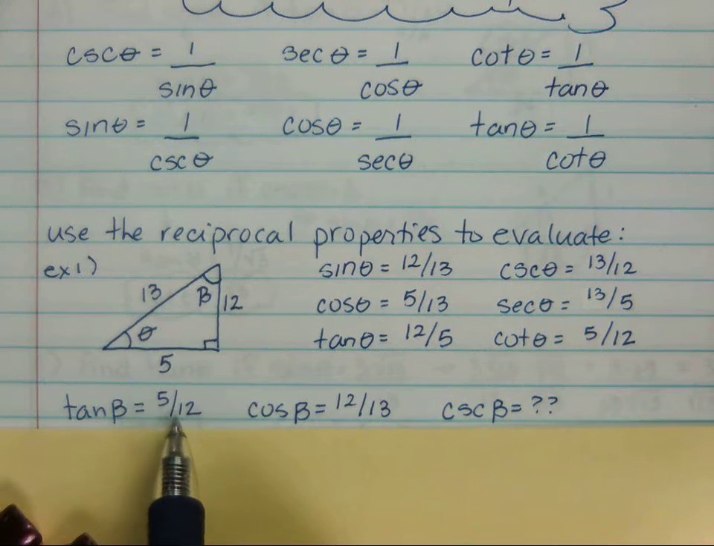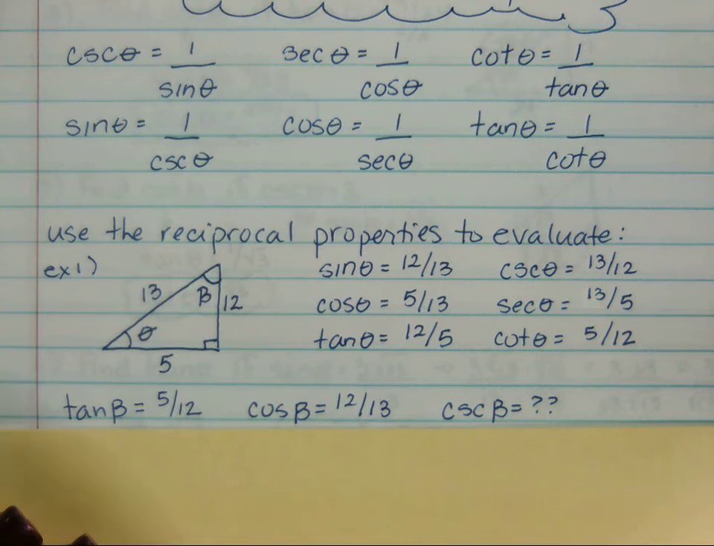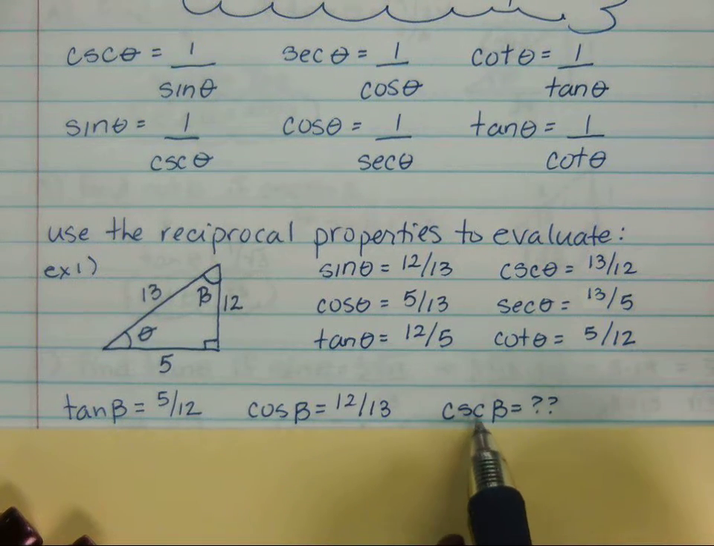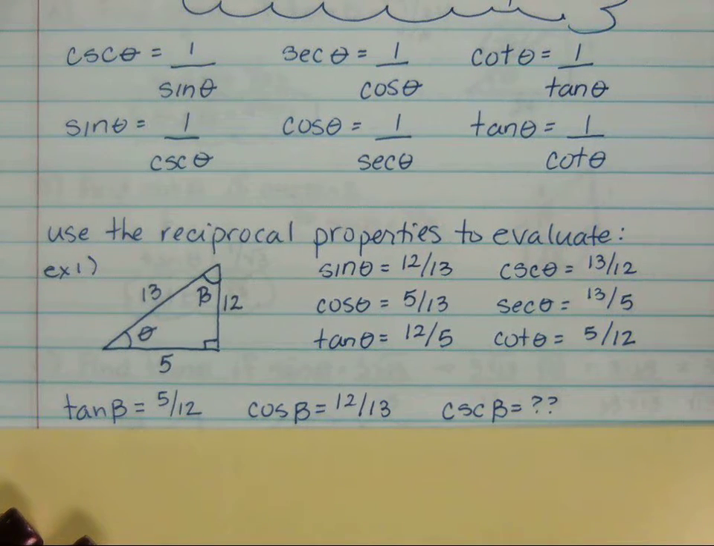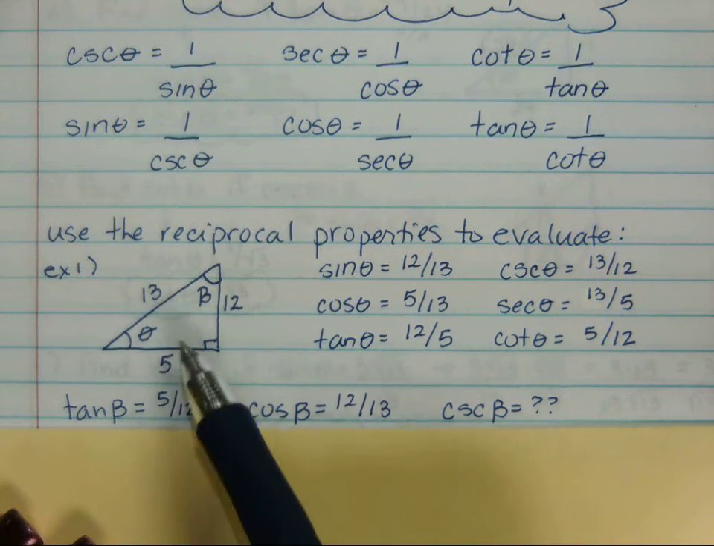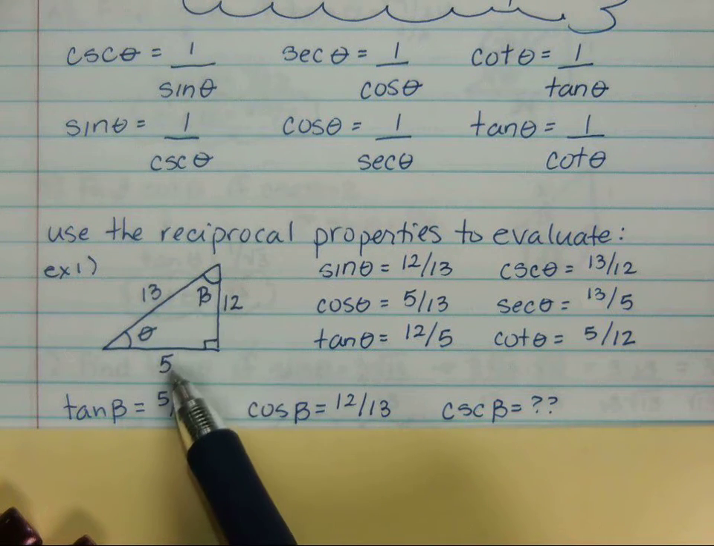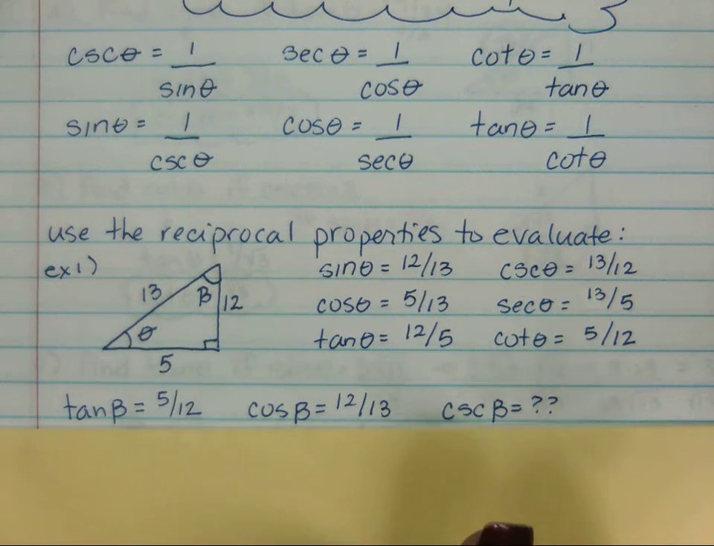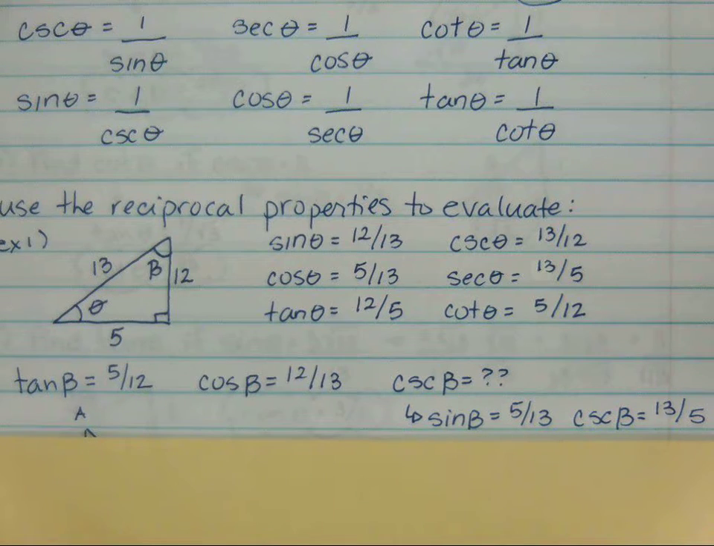So my fraction for the tangent of beta, you can see, is not the same as the tangent of theta. Cosine of beta is now 12 over 13. But what if I'm asked to find the cosecant of beta? Well, I want to remember that cosecant and sine go together. So the first thing I want to do is say, what would be the sine of beta? The sine of beta would be 5 over 13. So to write the reciprocal, I would need to flip that and get 13 over 5.